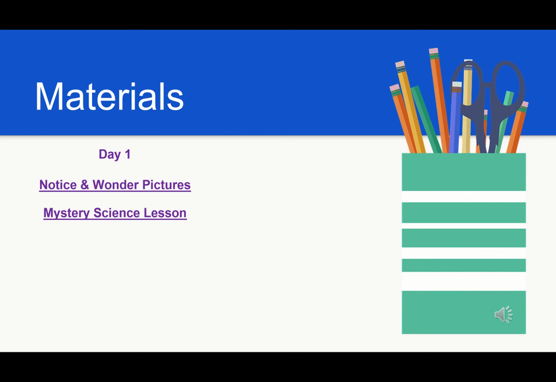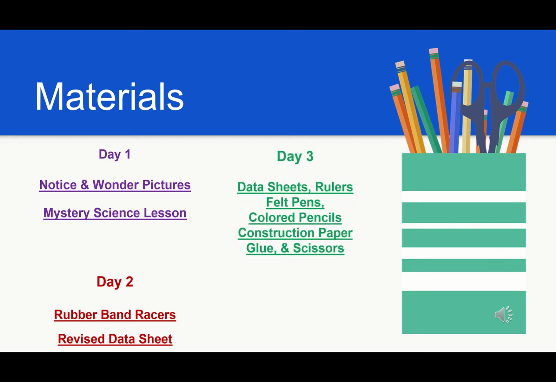On day 1, you will need Notice and Wonder pictures that are not provided by Mystery Science and the Mystery Science lesson exploration. On day 2, you will need rubber band racers and a revised data sheet. On day 3, you will need data sheets, rulers, felt pens, colored pencils, construction paper, glue, and scissors. On day 4, there will be no supplies needed.